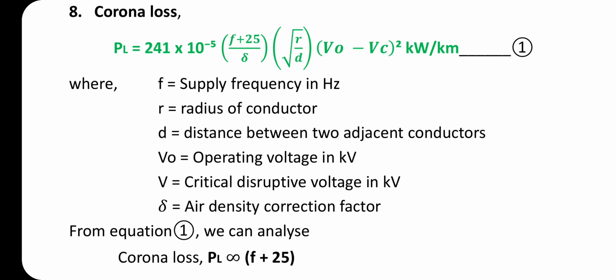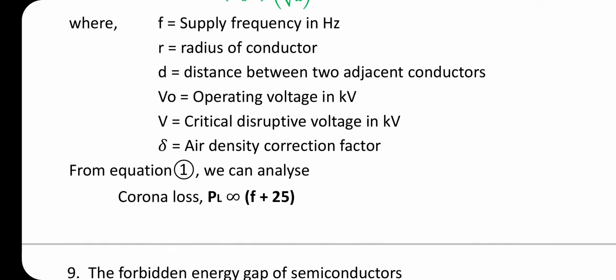What is corona loss? The equation for corona loss is PL equal to 241 into 10 raised to minus 5 into (f plus 25) divided by delta into root of (r by d) into (V0 minus Vc) whole square kilowatt per kilometer, where f is the supply frequency in hertz, r is the radius of conductor, d is the distance between two adjacent conductors, V0 is the operating voltage in kilovolt, Vc is the critical disruptive voltage in kilovolt, and delta is the air density correction factor. From this equation we can analyze that all other terms are just like constants, therefore PL is directly proportional to f plus 25.